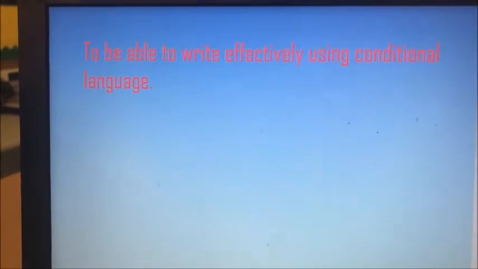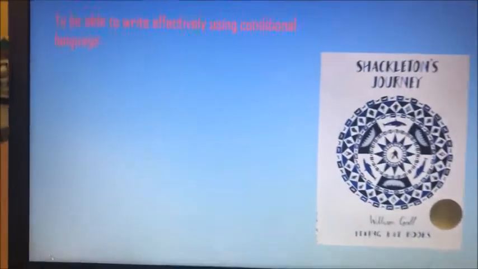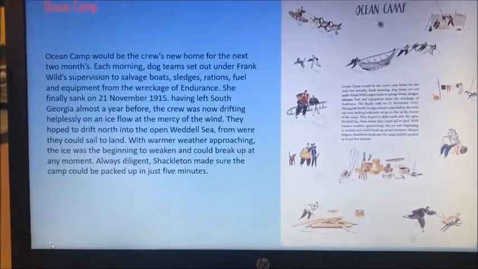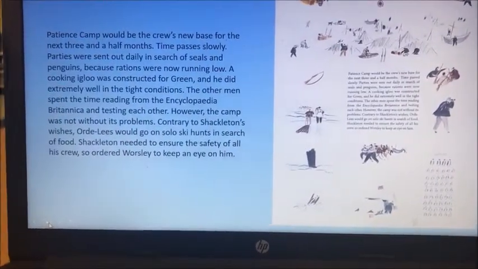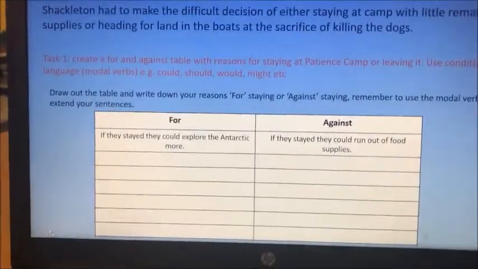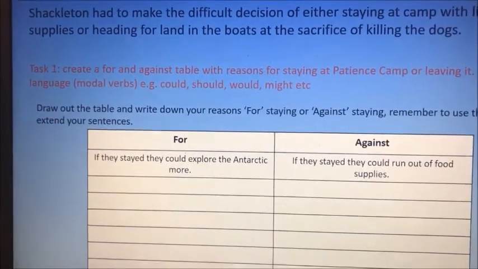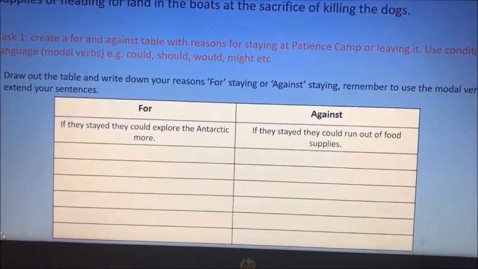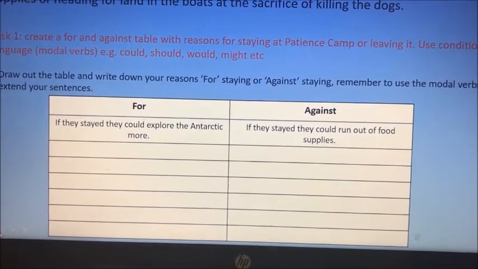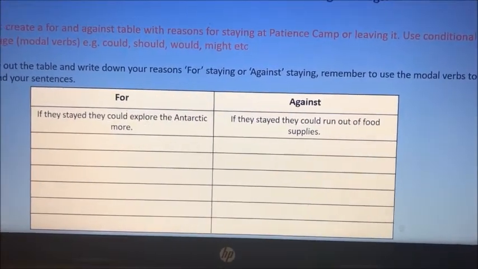In English today, we are learning how to use conditional language. So first of all, we've got a little bit more of the story to read. Have a read through that carefully because you'll need to know what's going on. And then we are going to create a table. This is where you're thinking about the fors and against for reasons for staying at Patience Camp or for leaving it.